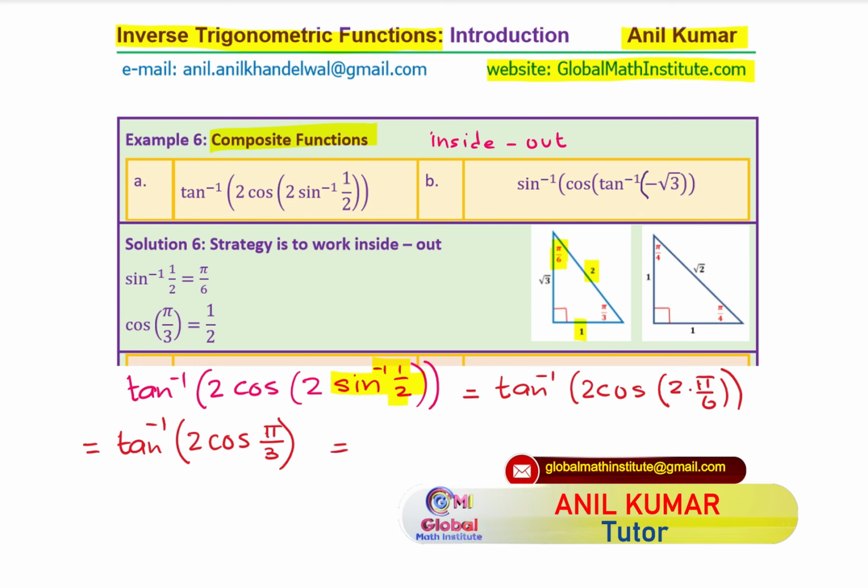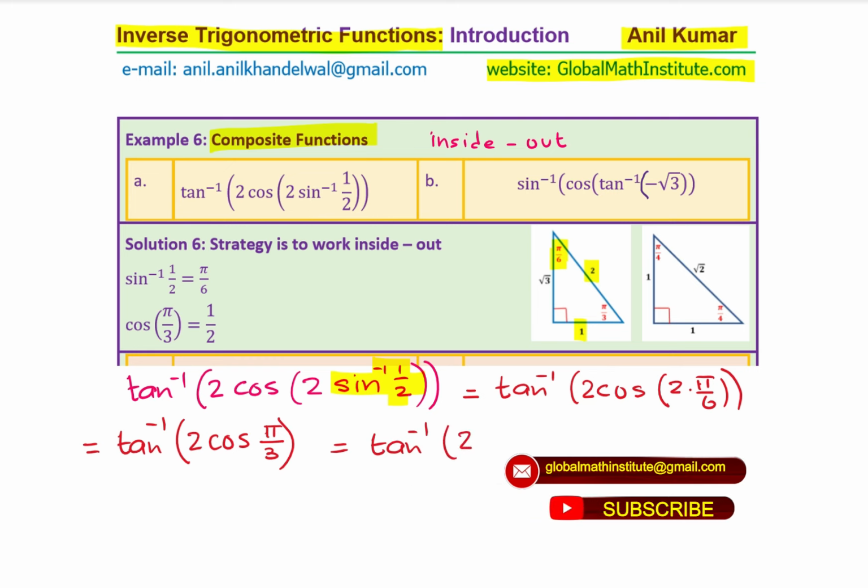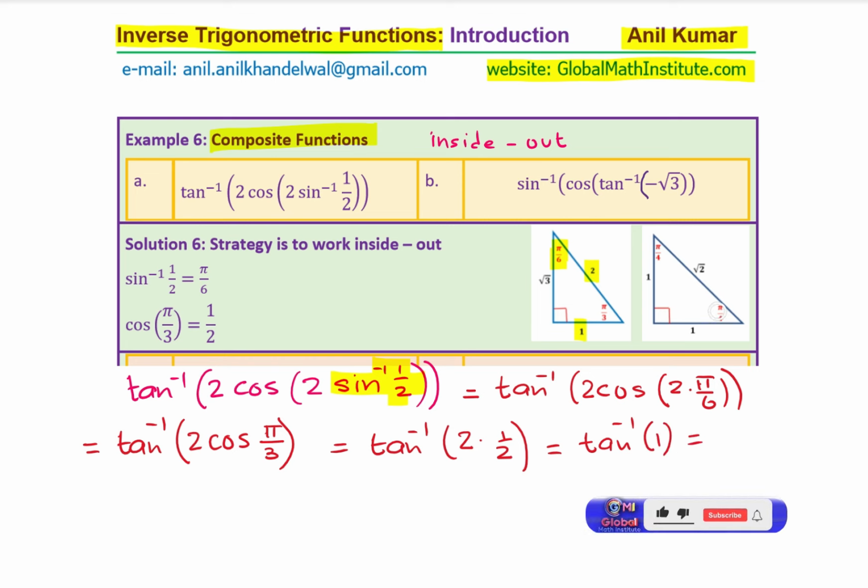Now cos pi by 3, getting back to this particular triangle, is half, right? So we can write this as tan inverse of 2 times half. That becomes tan inverse of 1, and as you know, tan inverse of 1 is pi by 4, from the other special triangle. So do you see how we have calculated the value? These are the steps to be followed. I hope it is absolutely clear.